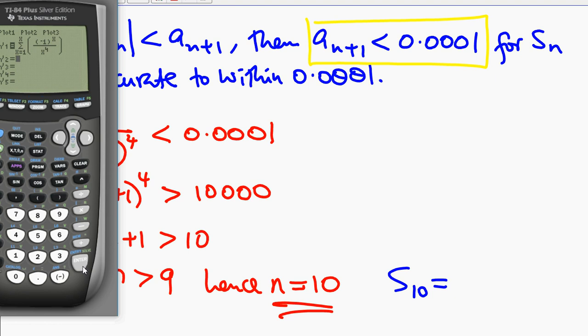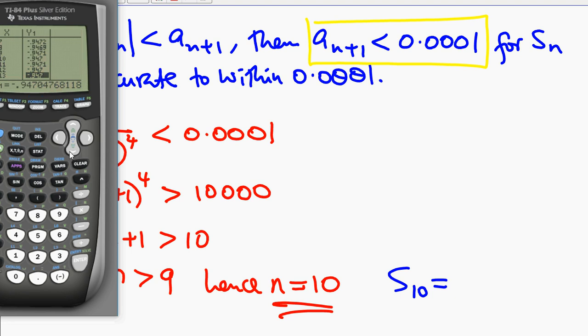All right, and then you can just go onto the table. Second, you go to the table, and you should be able to find the value of this series. So what we want is S10, the sum of the first 10 terms of the series, which, to 3 decimal places, is equal to negative 0.947.